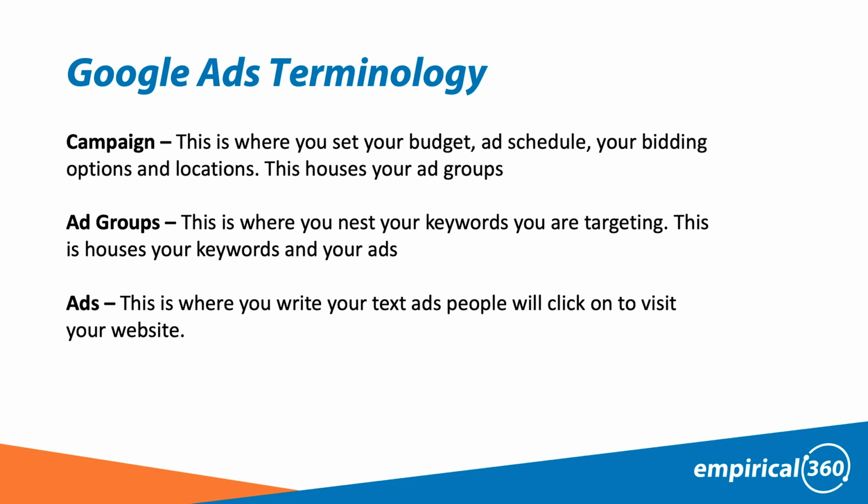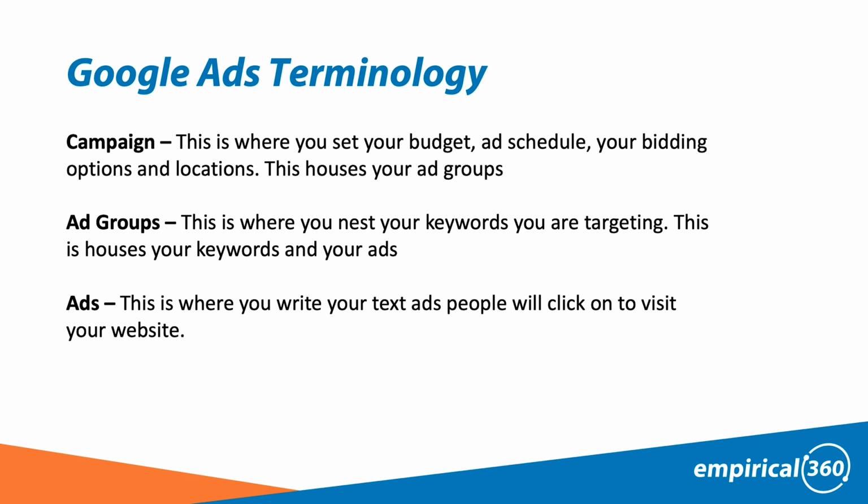So here's some basic Google Ads terminology. We have campaign. You'll hear that word thrown around a lot, but this is where you set your budget, your ad schedule, your bidding options, and locations. And this is the main structure that houses the rest of the ad groups and ads and keywords and things. So this is the top level.